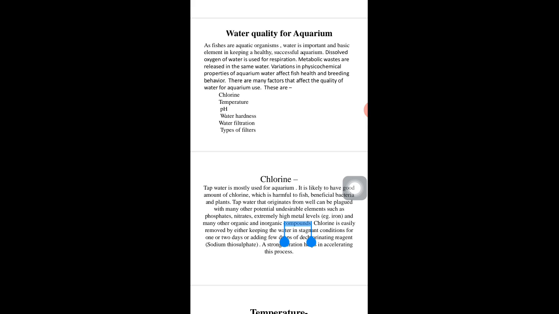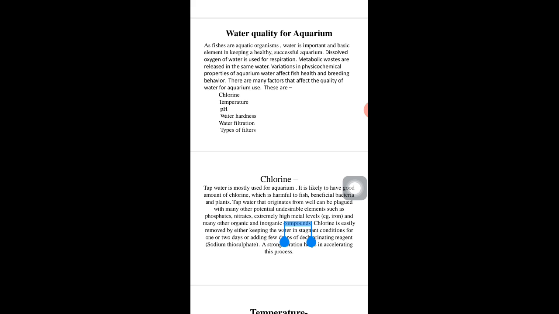Quality of water for aquarium. As fishes are aquatic organisms, water is important and a basic element in keeping a healthy, successful aquarium. Dissolved oxygen of the water is used for respiration. Metabolic wastes are released in the same water. Variations in physico-chemical properties of aquarium water affect the fish health and breeding behavior.